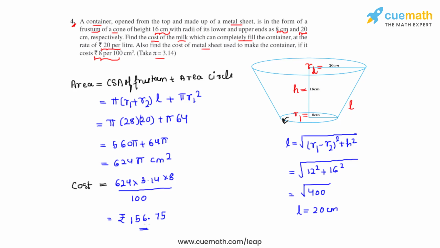So this is how we have solved the two parts of the question. In the first part, we have found out the capacity of the container and then found out the cost of the milk at the rate of 20 rupees per liter. And in the second part, we have found out the cost of the metal sheet which was used in making the container.